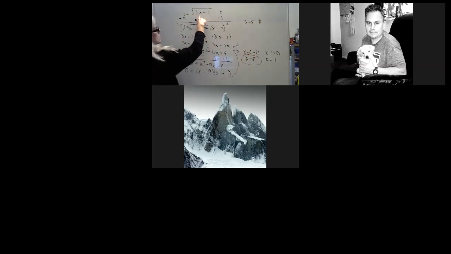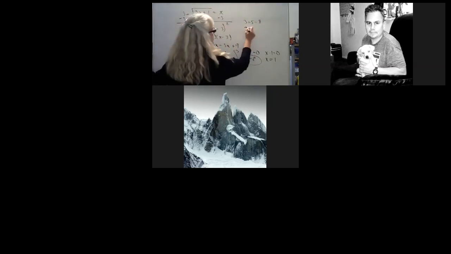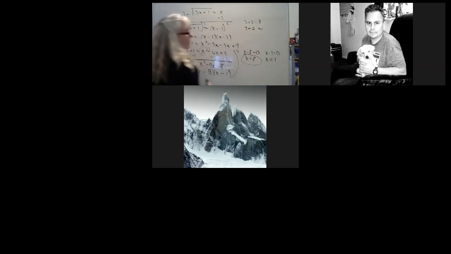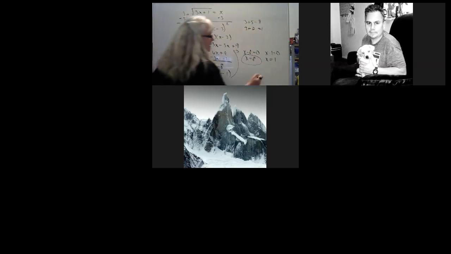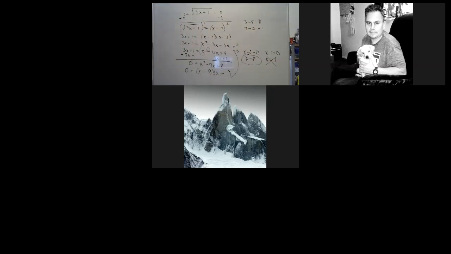So 3 times 1 is 3 plus 1 is 4. Square root of 4 is 2. That gives me 3 plus 2 is equal to 1. That does not work. So for the first time, we've got an answer that doesn't work. So the 1 is an extraneous solution is what the book calls it. Extraneous, it's a big word.